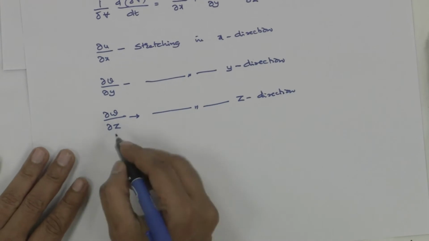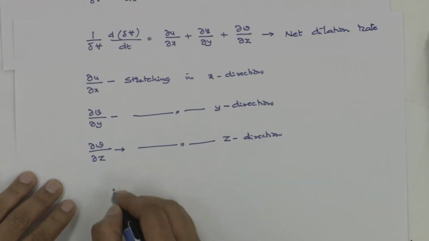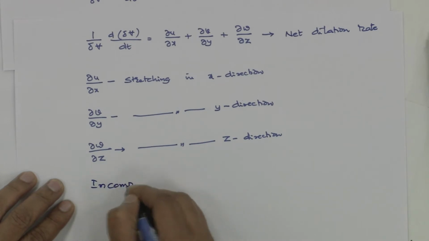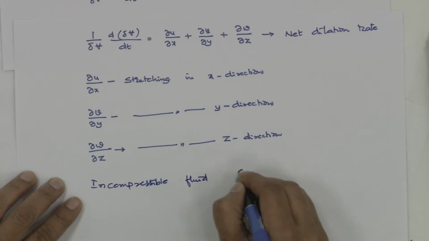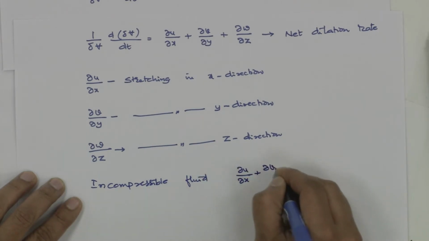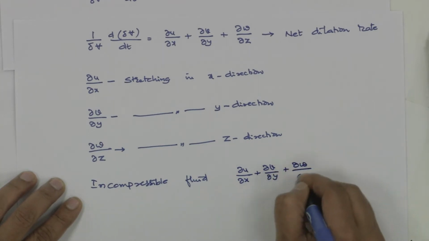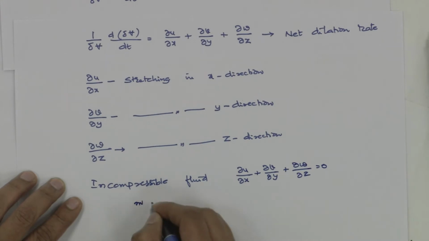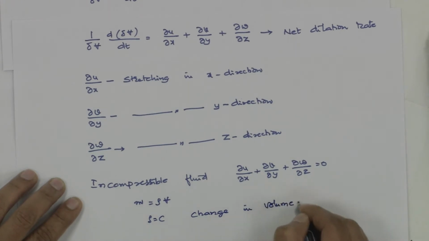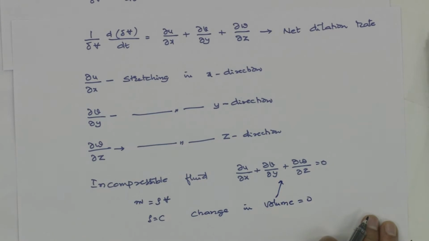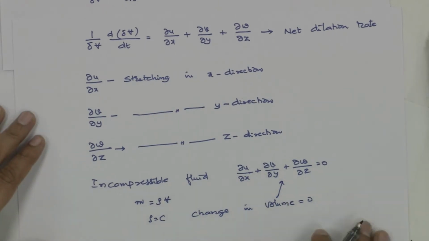Now, you see, for an incompressible fluid, what will happen? This net dilation rate, that is del u by del x plus del v by del y plus del w by del z, is equal to 0. Why? Because mass is equal to density into volume. Now, for incompressible fluid, density is constant. So, the change in the volume should be 0, which is what del u by del x plus del v by del y plus del w by del z equal to 0 is coming down to.